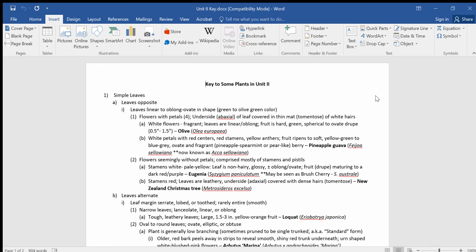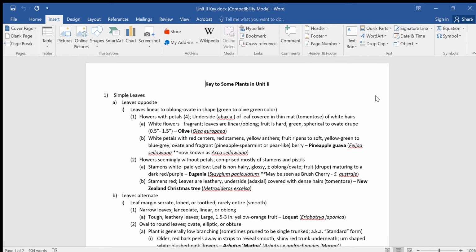Okay, I want to explain a little bit about how to use a plant key to you. What you're seeing on the screen is a simple plant key that I created just for most of the Unit 2 species. So there are no other species in this key other than Unit 2 species, and there's a few that aren't on here from Unit 2, just to give you an introduction to what a plant key is and how they work. So technically, these are called dichotomous keys.